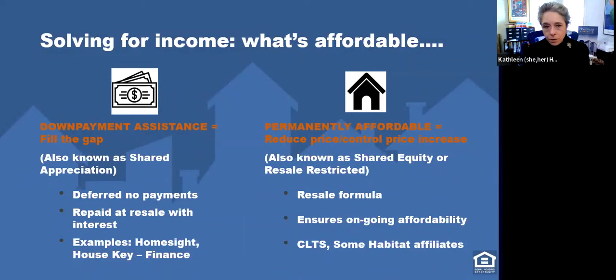The model that we use is permanent affordability, which is we don't subsidize the gap between market price and what's affordable. We actually subsidize the home itself so that it is affordable. And then we artificially restrict the equity gain on the home to a formula that allows people to get a fair return. They build equity, about $7,000 a year, but that formula keeps the home affordable when they sell to the next income qualified buyer.